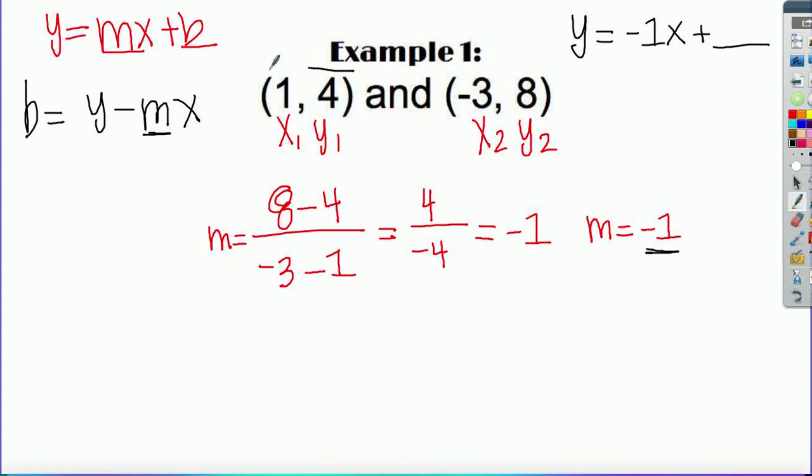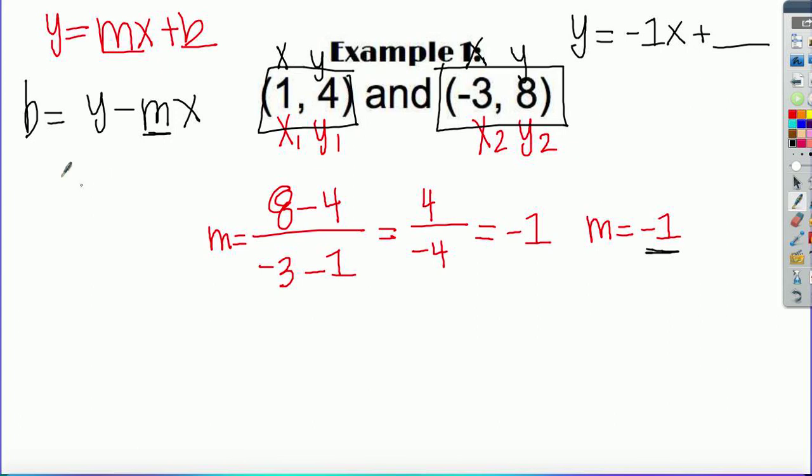I could use this first point and use this x and this y value, or I could use the second point and use this x and this y value. Since both points lie on the line, either one of them should always work. Okay, so I usually try to find the ones with smaller numbers or less negatives. It doesn't matter, but we want to take the path of least resistance if that is an option. So I'm going to use this first ordered pair, 1 and 4.